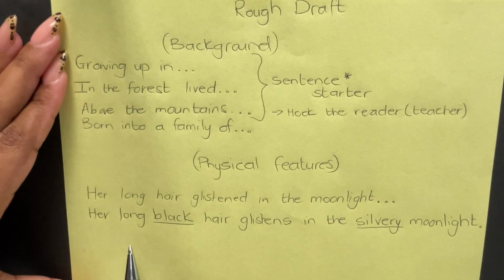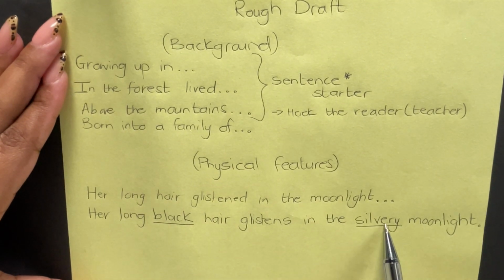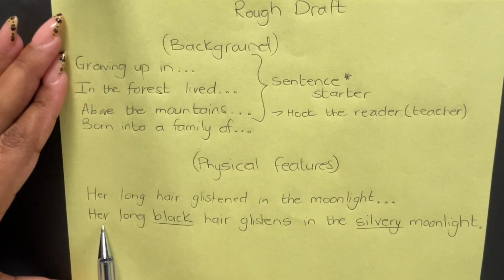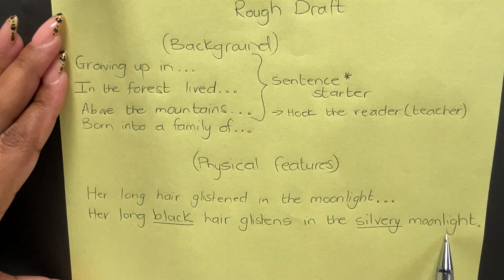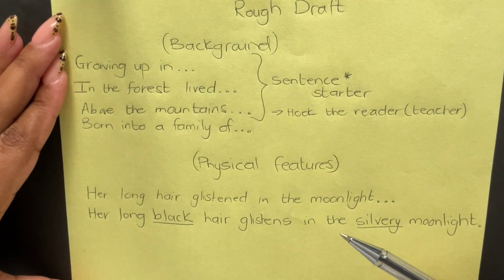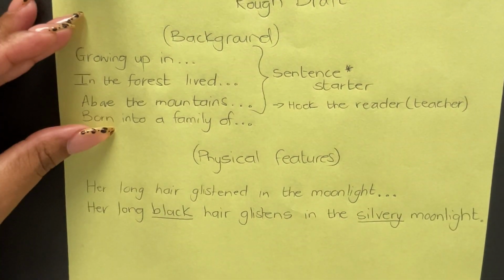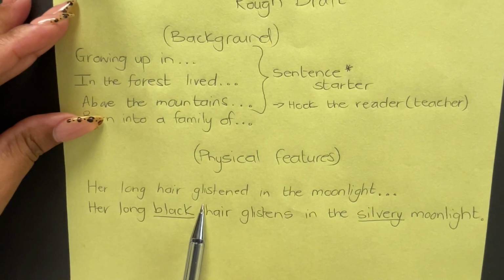Alright, so as you can see, I have added more detail to our sentence. Now it says, her long black hair glistens in the silvery moonlight. This is a way that you can elevate your writing. Now, remember, this is your rough draft, okay?